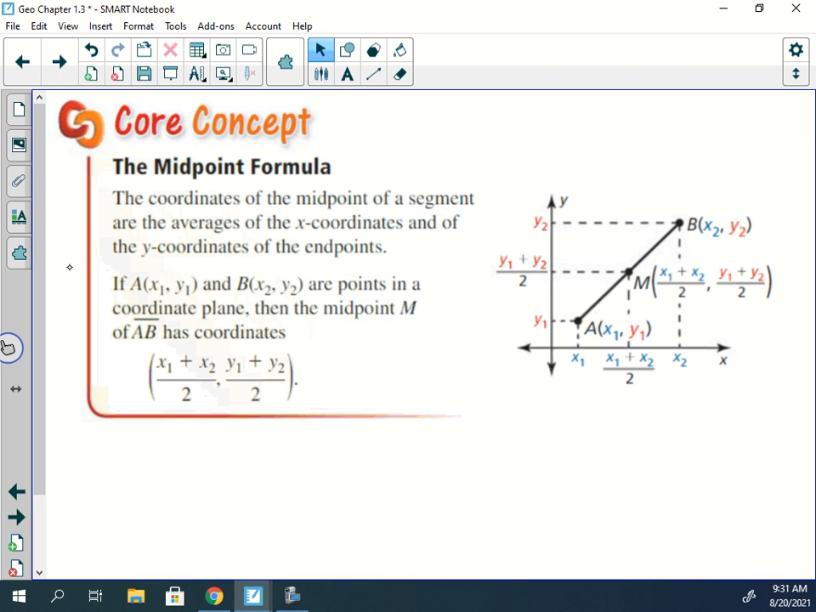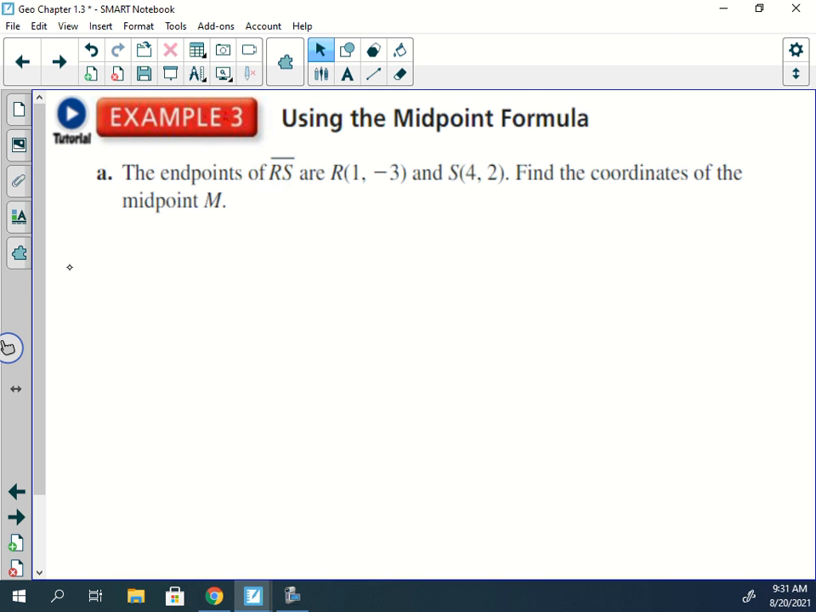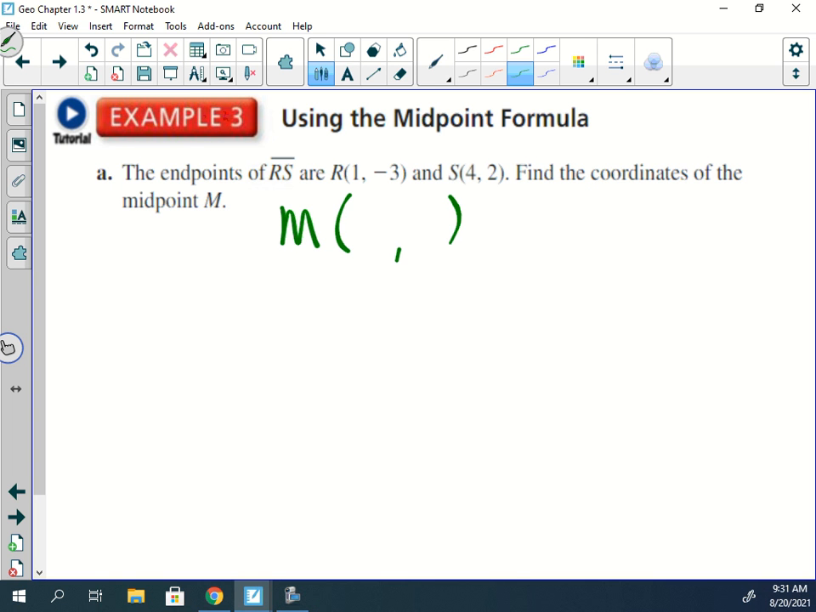So let's look at some examples of finding the midpoint. Now here they tell us that the endpoints of line segment RS are (1, -3) and (4, 2). Find the coordinates of the midpoint M. So what we're looking for is point M. We want to look at the location of the midpoint.